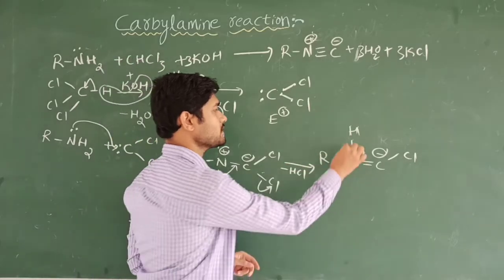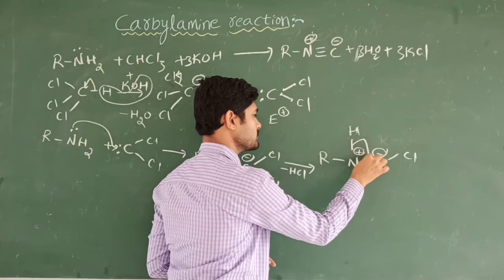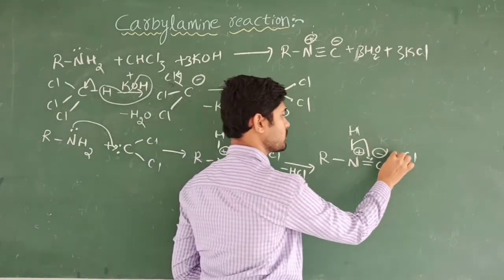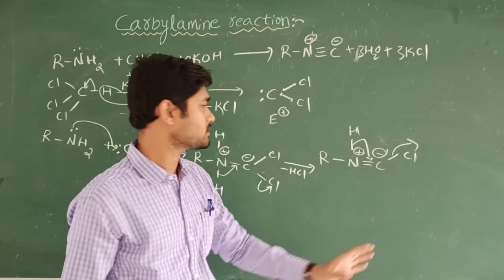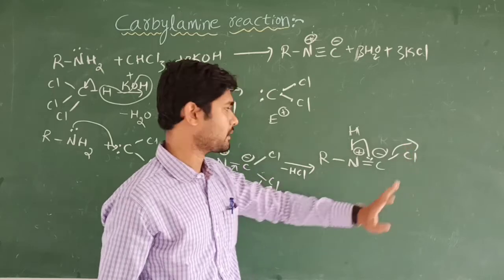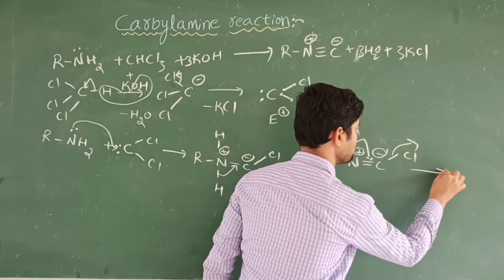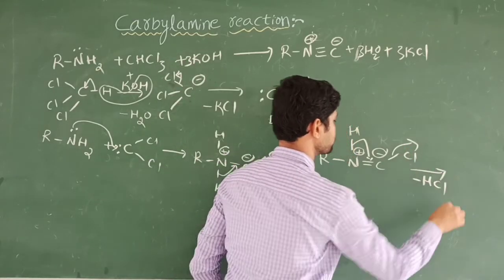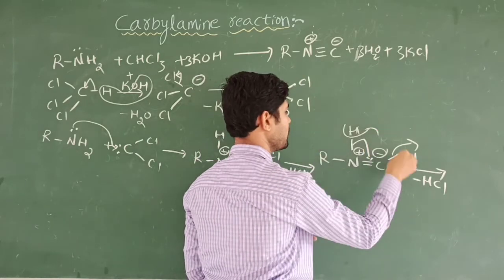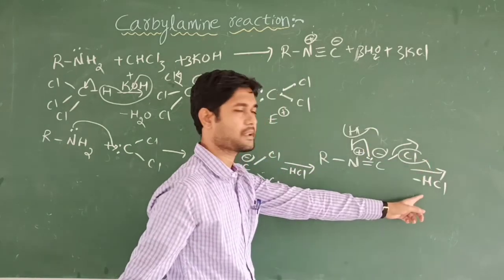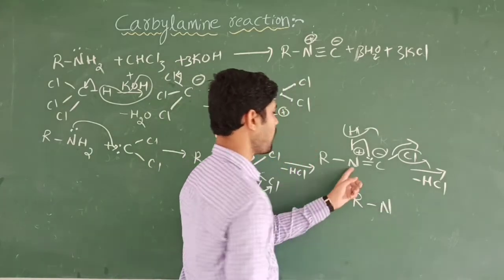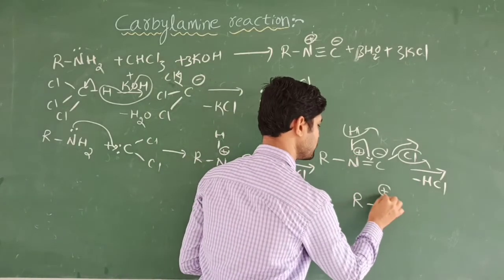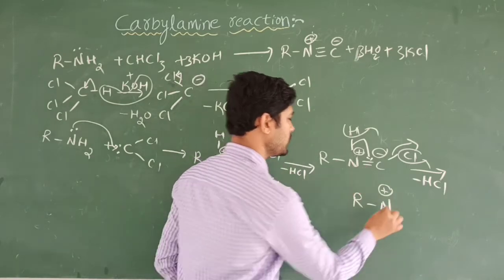So once again this hydrogen bond shifted towards this one, and chlorine also eliminates, because chlorine always tends to get away from this carbon because of the electronegativity parameter. So once again I am going to eliminate minus HCl. So hydrogen from here and Cl from here, that is minus HCl, and remaining I am going to write as R N plus charge as it is, and now this double bond becomes a triple bond.